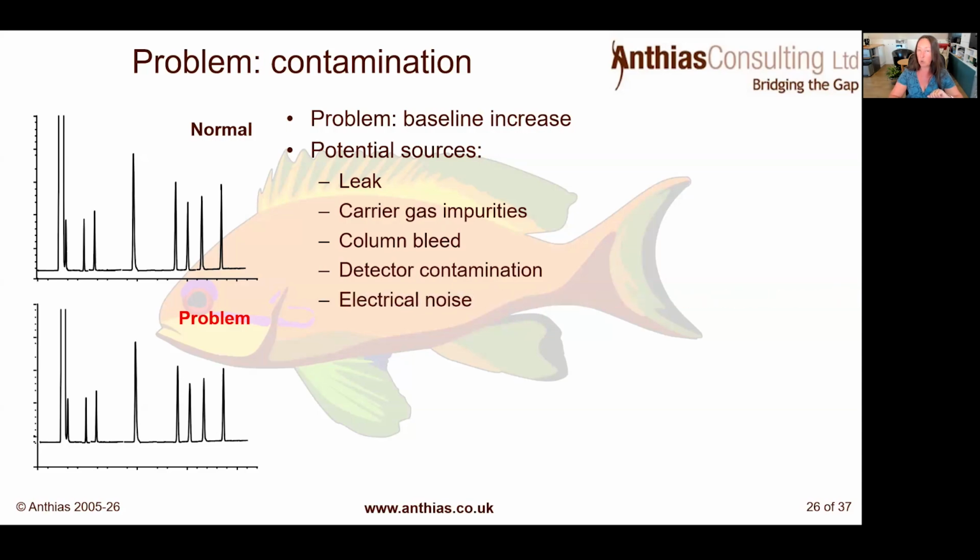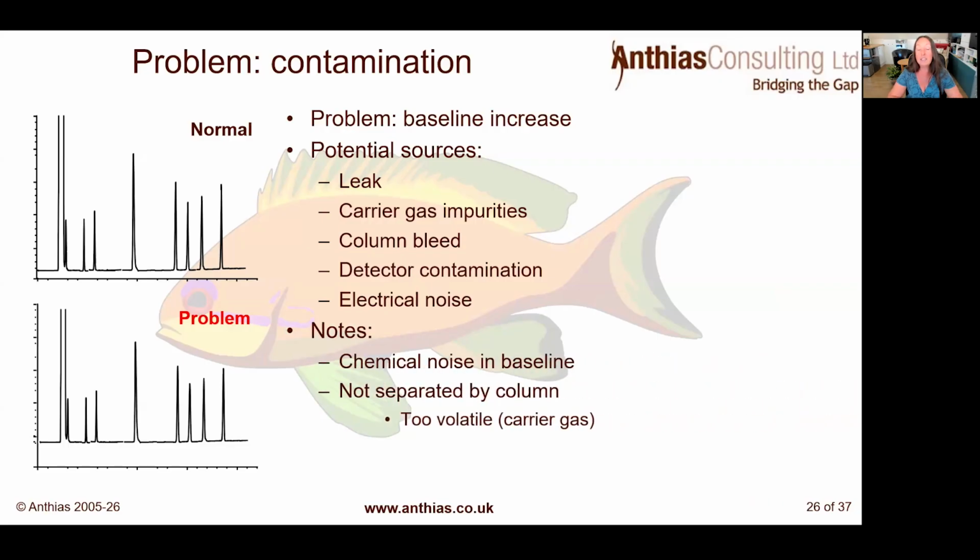And it could be electrical noise. Usually we don't suffer much from electrical noise, but occasionally there can be, so always consider that as well. Notes here then: it is chemical noise in our baseline, which means that it's not separated by our column. Either it's too volatile, coming from places like our carrier gas, or it's from the column, or it could be our detector or mass spectrometer.